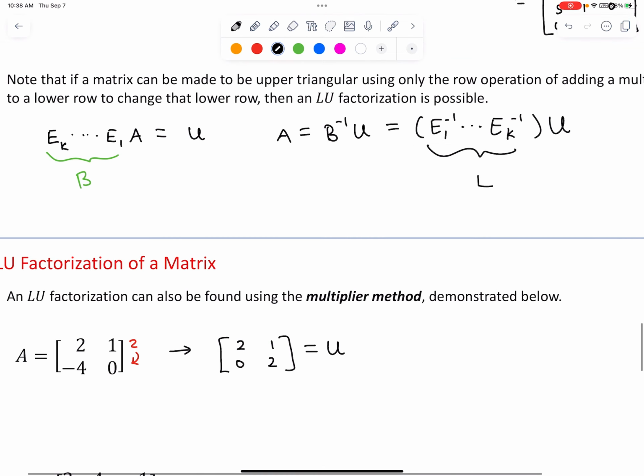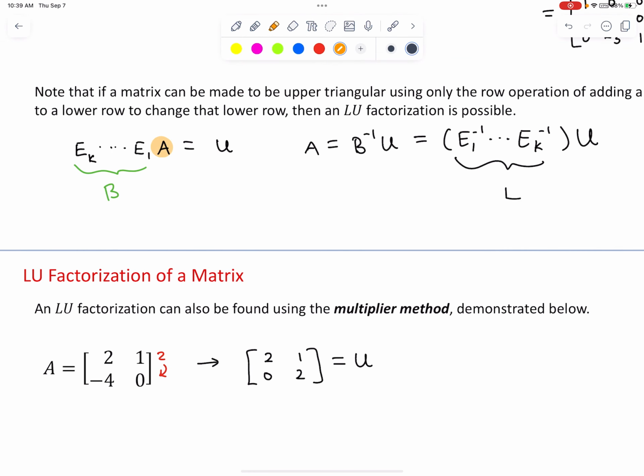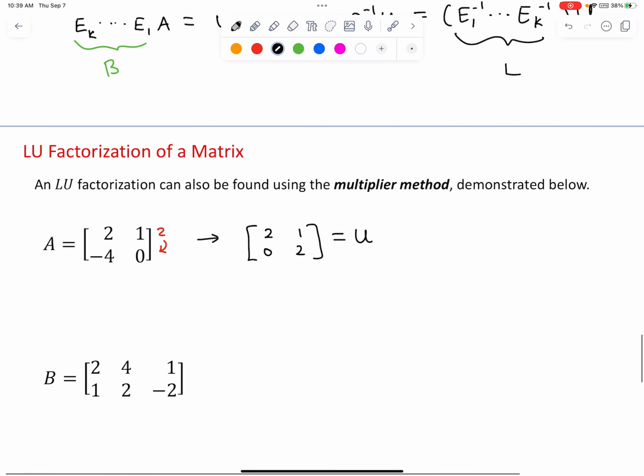Well, as we saw above, to convert a matrix A into an upper triangular matrix, we do a series of elementary row operations of this special type. And then to create L, I do that same series of row operations, but I do their inverse operations and in reverse order. And I do that to the identity matrix, and that will create the lower triangular matrix that I'm looking for.